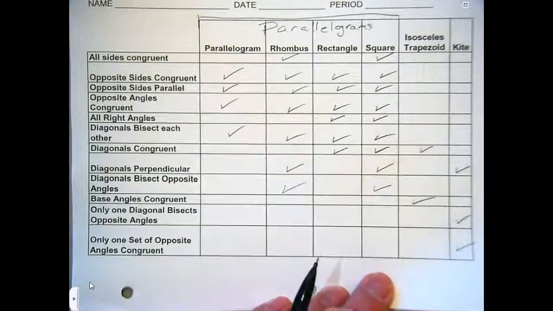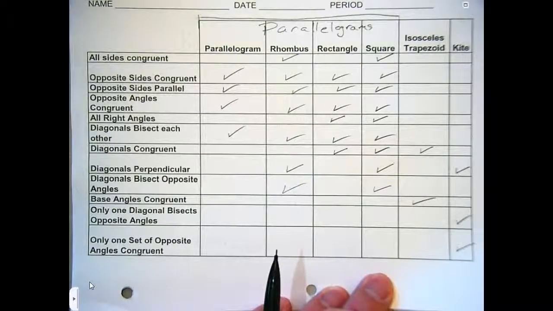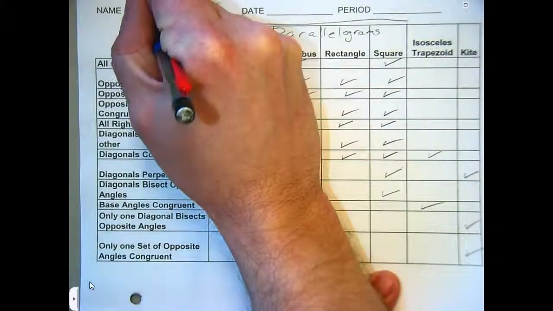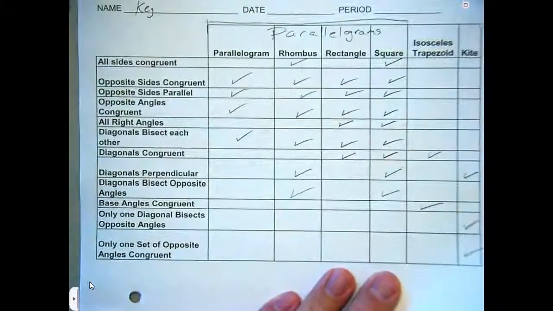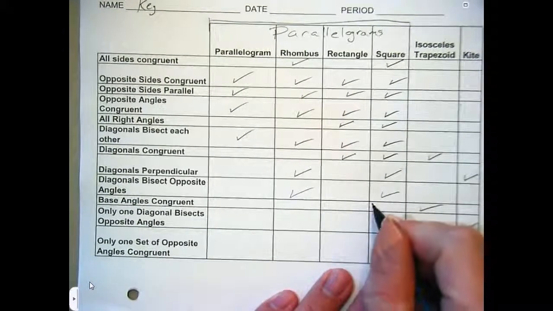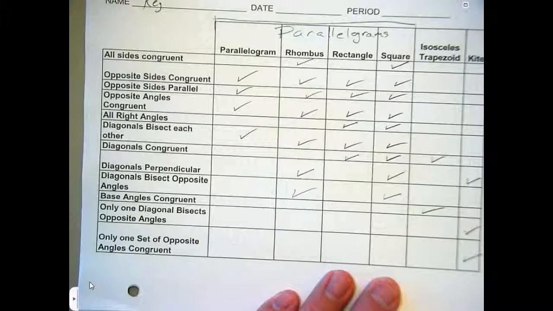Did anyone have all that? Almost. You're close. Pretty good summary. So wait, for the base angles congruent, in a rectangle and a square, are the base angles congruent? What do you guys think?